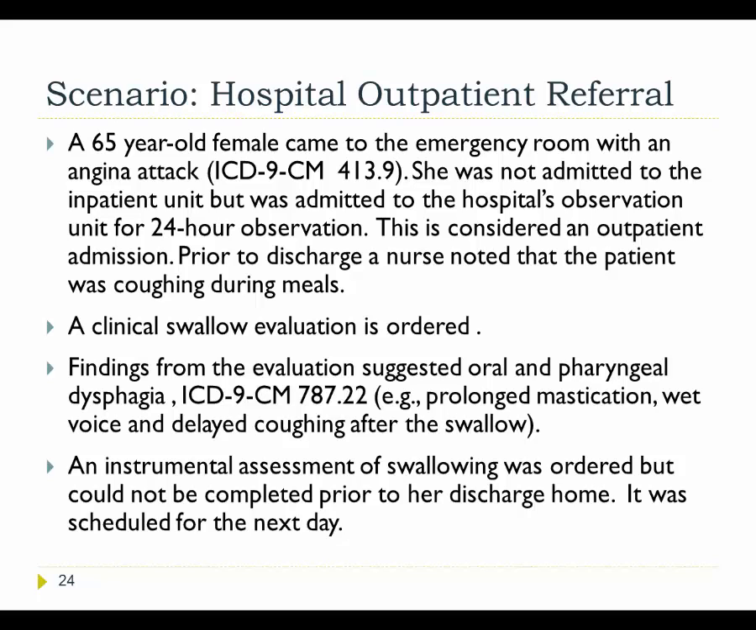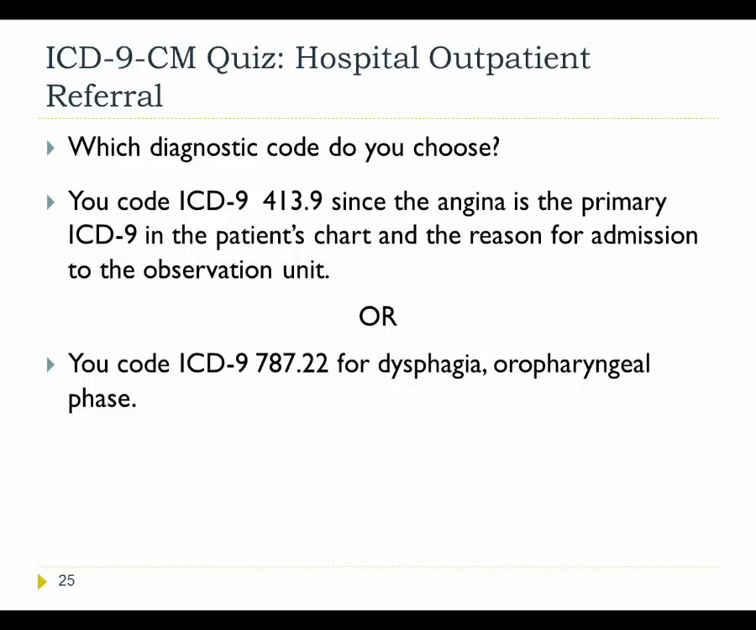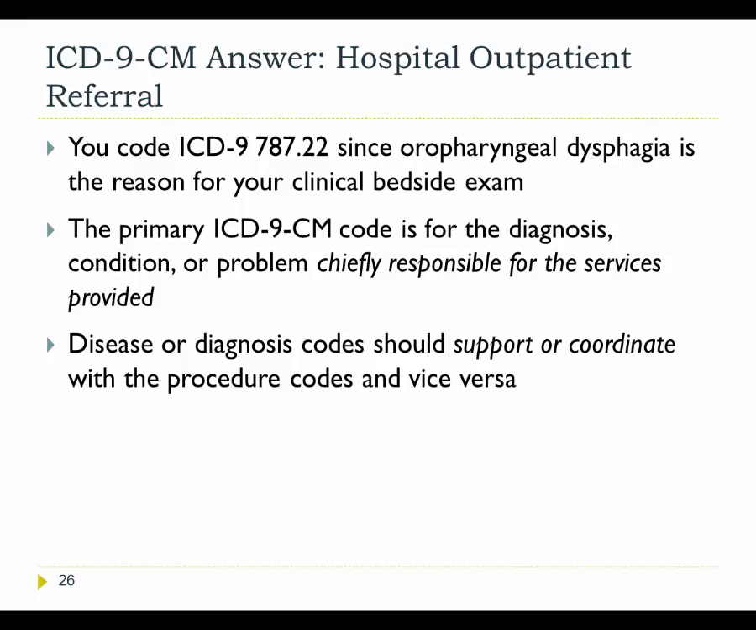In this scenario, what diagnostic code should you use? You code ICD-9 413.9 since the angina is the primary ICD-9 in the patient's chart and the reason for admission. Or you code ICD-9 787.22 for oropharyngeal dysphagia. In this scenario, you code ICD-9 787.22 since oropharyngeal dysphagia is the reason for your clinical bedside exam.